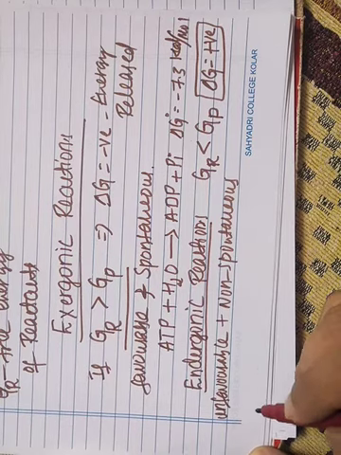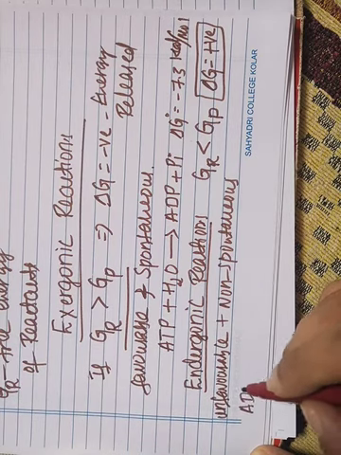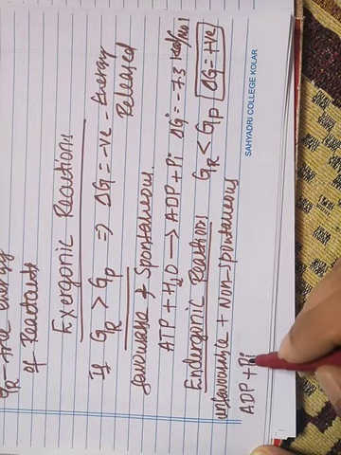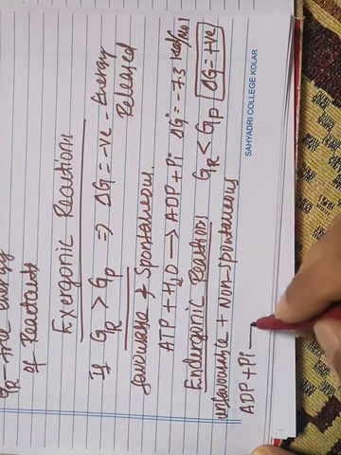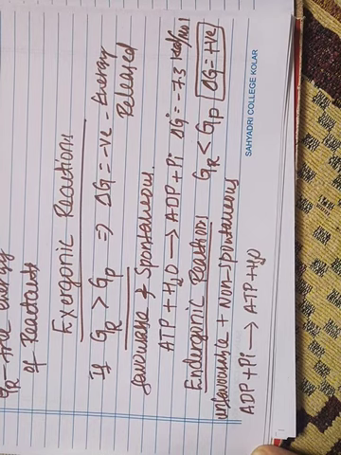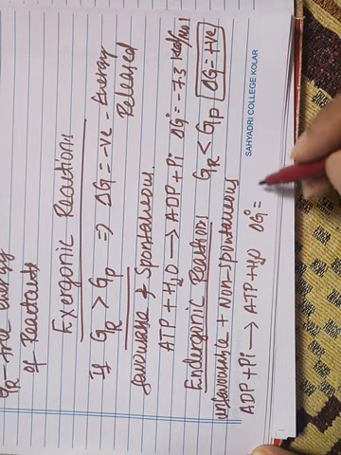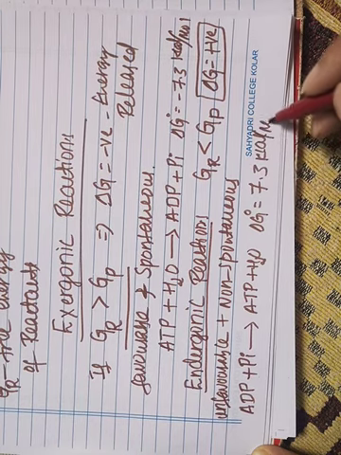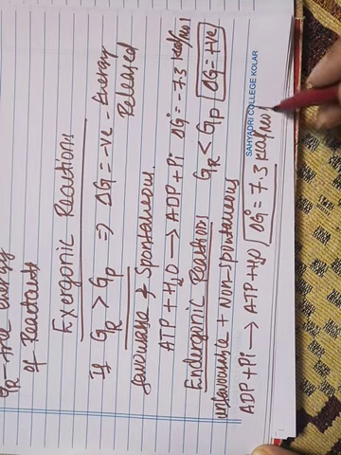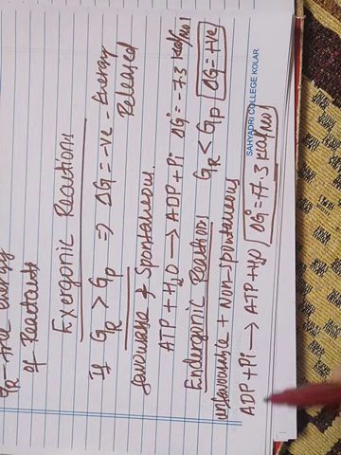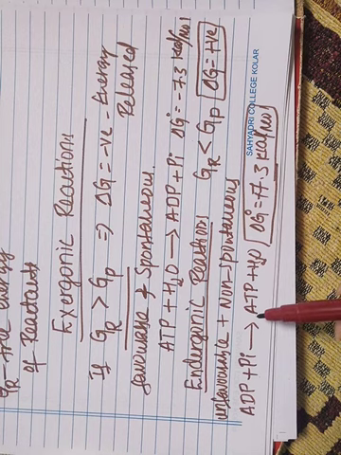For example, the phosphorylation of the ADP molecule. Adenosine diphosphate, when it accepts one inorganic phosphate, converts into adenosine triphosphate plus H2O. The standard free energy change for the reaction is plus 7.3 kilocalories per mole. That means 7.3 kilocalories per mole of energy is absorbed during the conversion of ADP into ATP molecules. So this is an endergonic reaction.